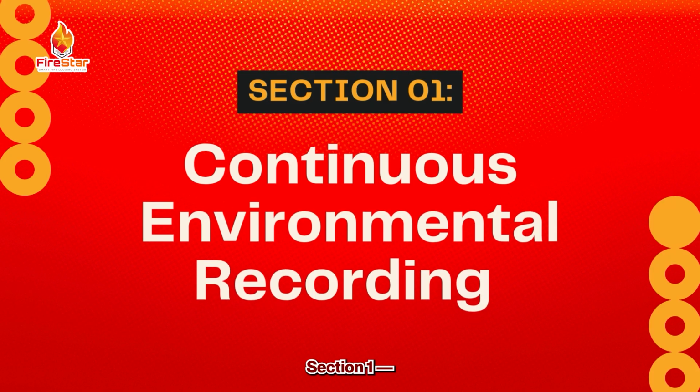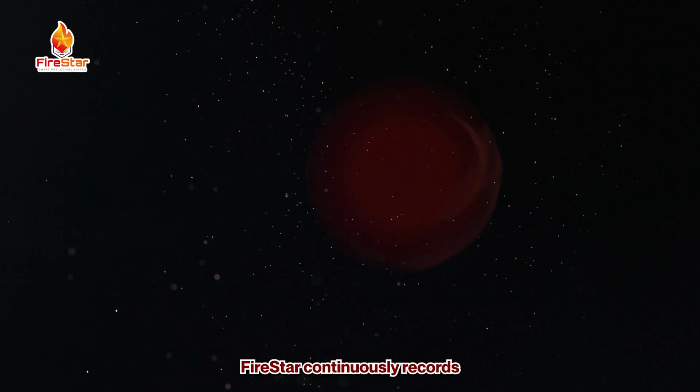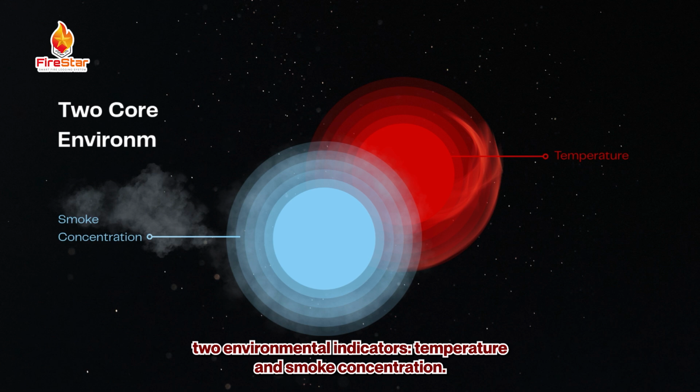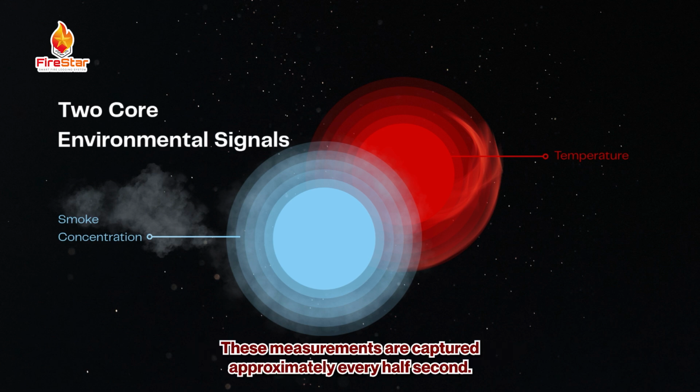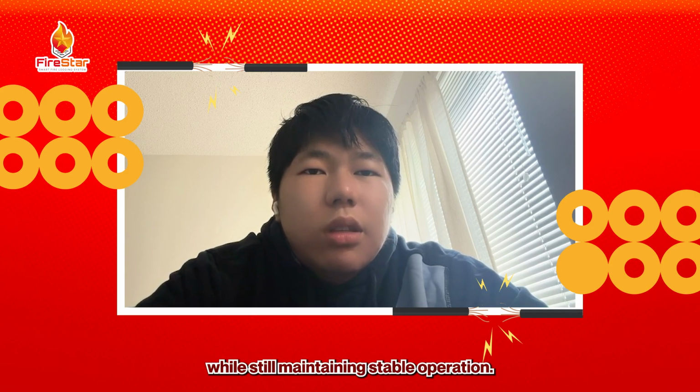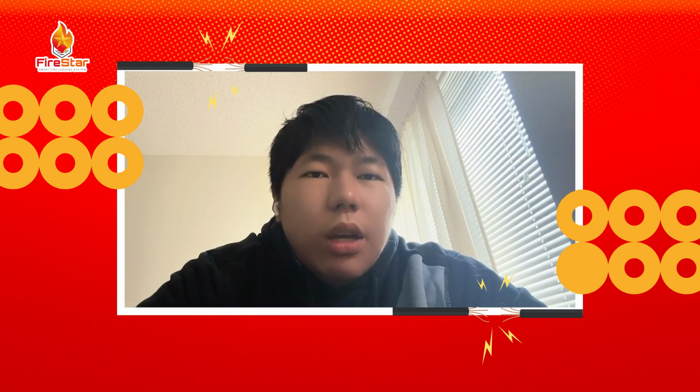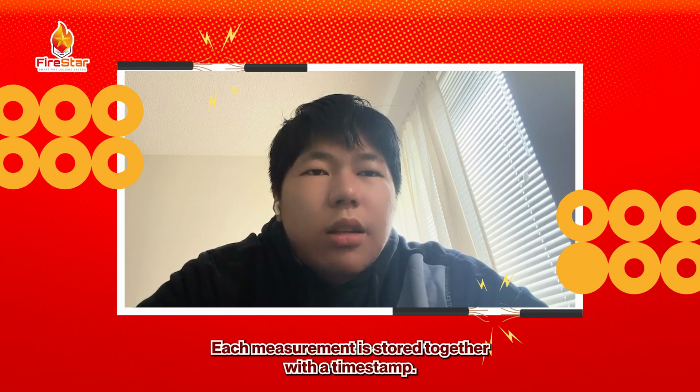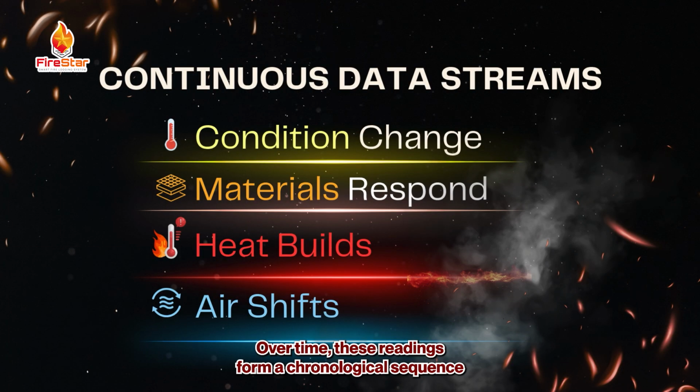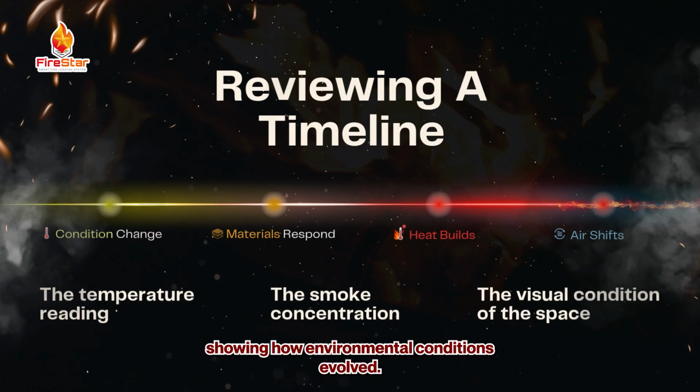Section 1. Continuous environmental recording. FireStar continuously records two environmental indicators, temperature and smoke concentration. These measurements are captured approximately every half second. This interval allows the system to track rapid environmental changes while still maintaining stable operation. Each measurement is stored together with a timestamp. Over time, these readings form a chronological sequence showing how environmental conditions evolved.